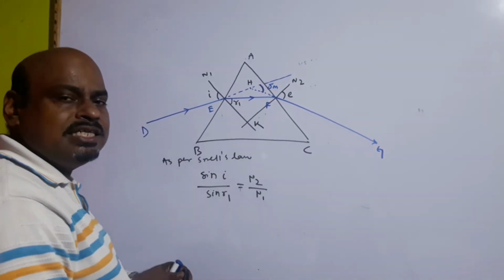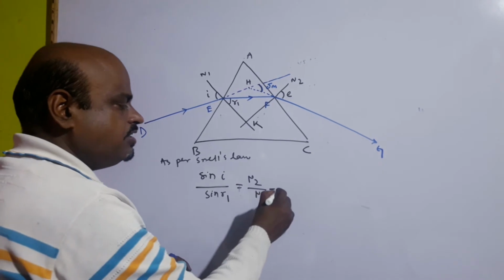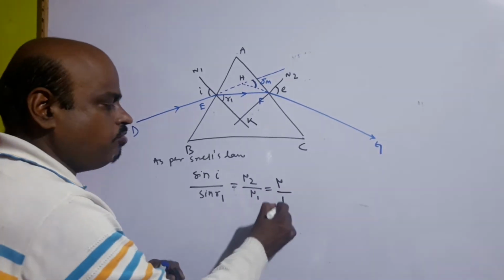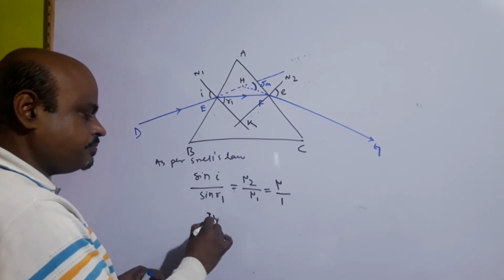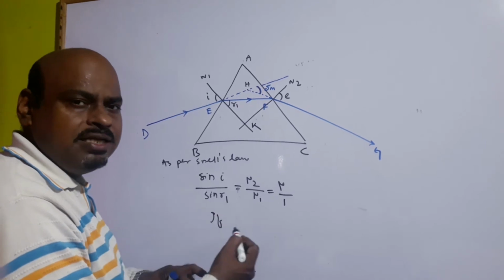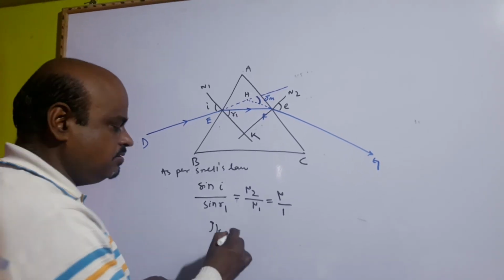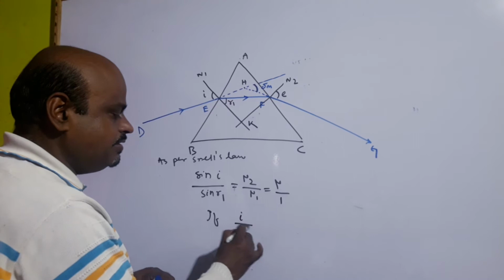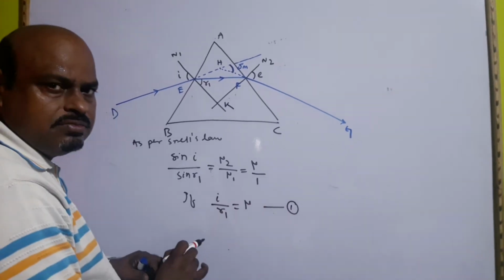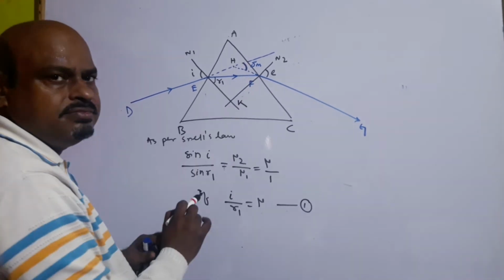Mu2 is the glass medium, the prism. So let us take mu2 equal to mu. Mu1 is the air medium, so 1. If I and R1 are small, sin I equal to I, sin R1 equal to R1. For small angle, I by R1 equal to mu. Equation 1. Come to point F.